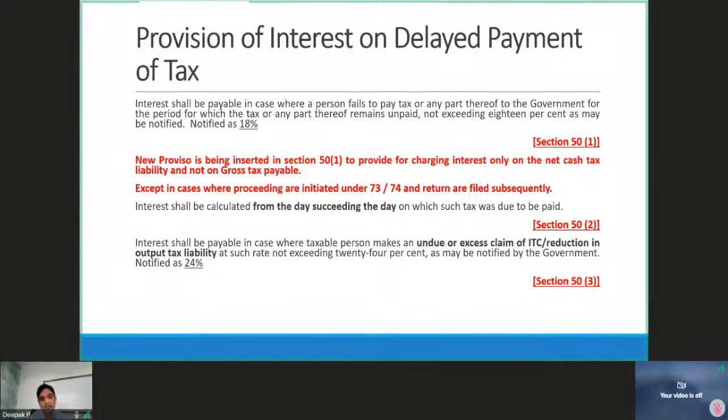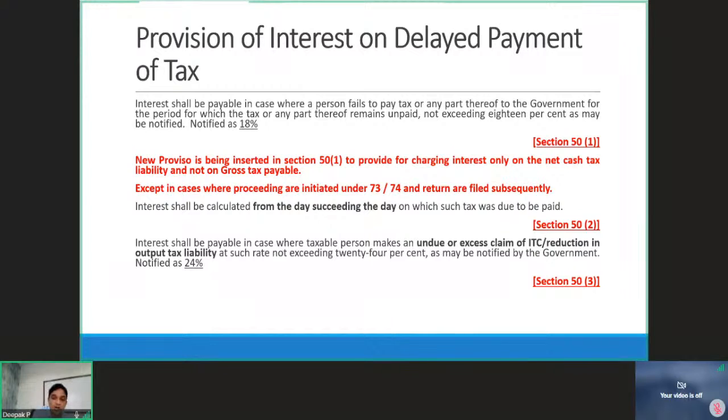But generally, it is on the net tax liability at 18%. There can be other types of interest also. Interest is payable in case where a taxable person makes undue or excess claim of credit. Now you are under self-assessment mode. Now nobody comes and checks the credit instantly, right? So you have to claim the credit rightly. But if you have claimed credit wrongly, excess credit you have claimed, or you have reduced your output, okay, that is not permitted, right? That's not what is accepted under the self-assessment regime.